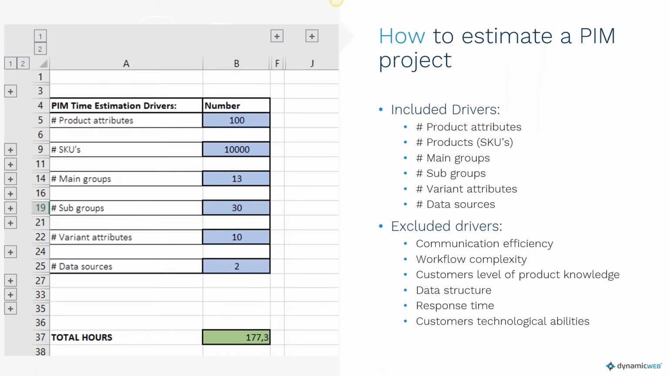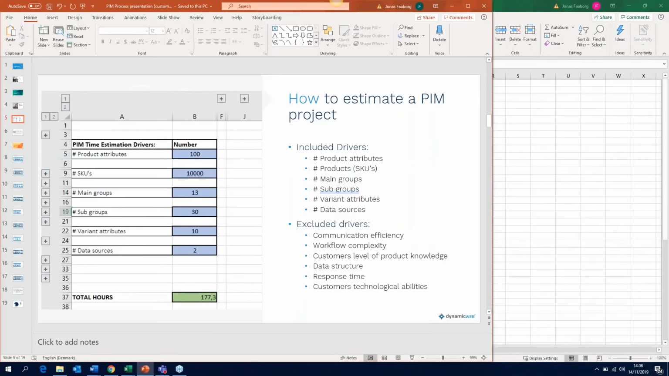Let's have a look at the included drivers that are part of this time estimation tool. First of all, product attributes. A product attribute is a characteristic of a product that needs to be in a field of its own, you can say. Let's have a look at a specific example of this.